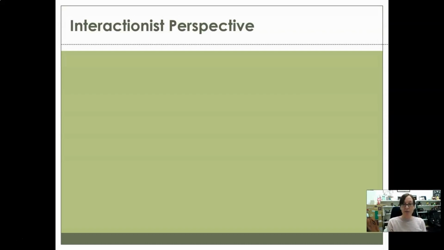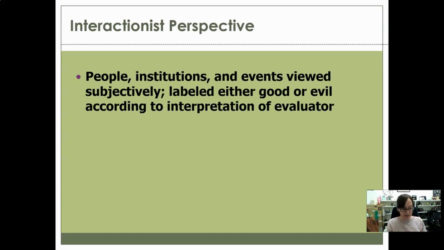So the interactionist perspective is the third one, and this is kind of, you have consensus and conflict on polar opposites, and interactionist kind of falls somewhere in the middle. So the interactionist perspective basically says that people, institutions, and events are viewed very subjectively. So nothing is objective, so we don't have these diverse objective groups because everything is subjective. And so the label of somebody being good or evil, or an act or behavior being good or evil, is totally up to the interpretation of who is evaluating it. And so that can change depending on who that evaluator is.